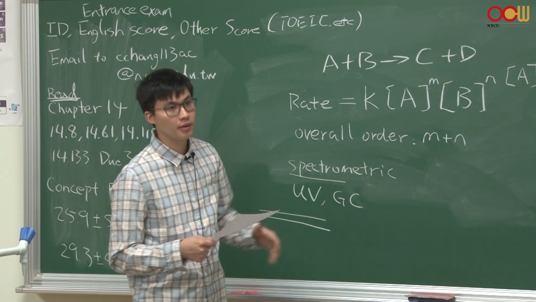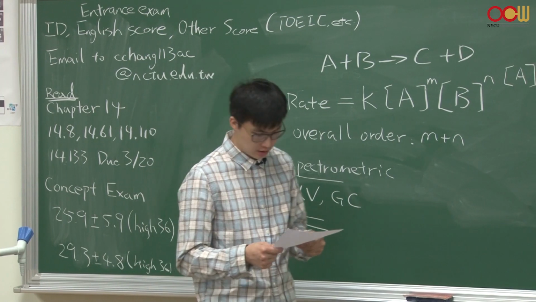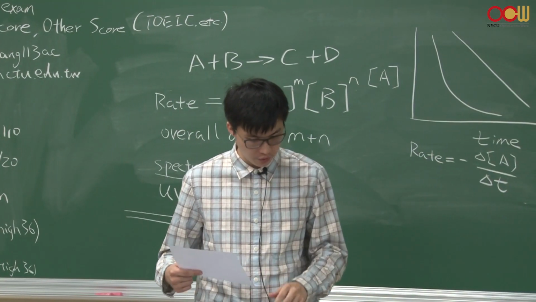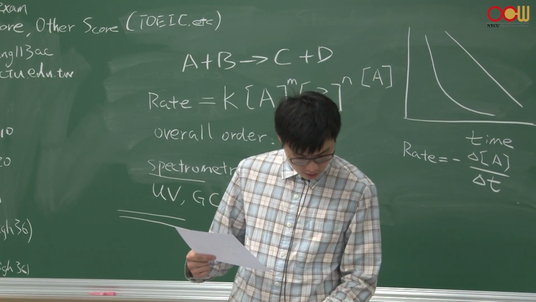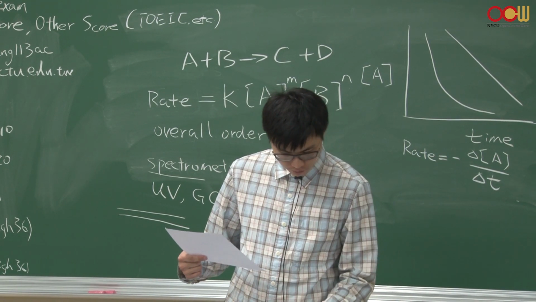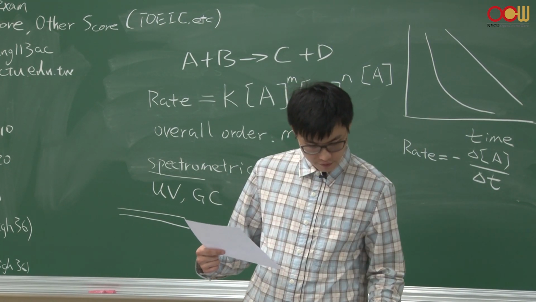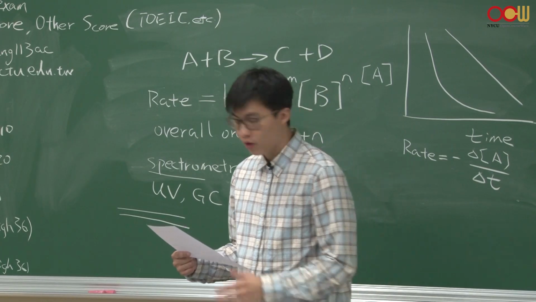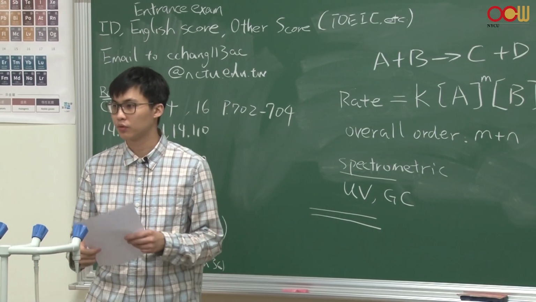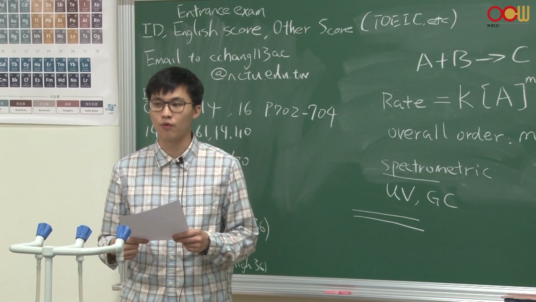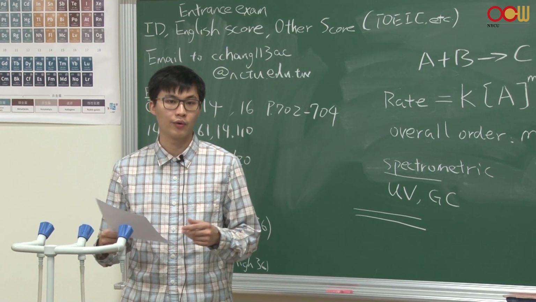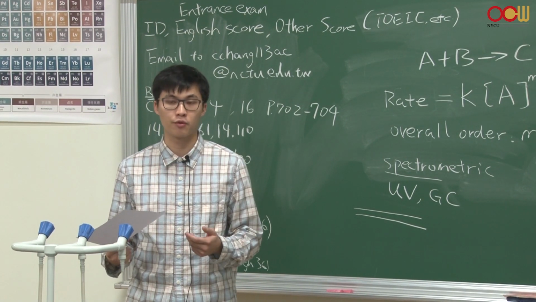After you do the experiment, you can fit the data. I want to point out that in your book, when you go back today, I will have you read pages 702 to 704. I think it's very simple. You may have already done that before. It's about figuring out the reaction order based on the experimental data.